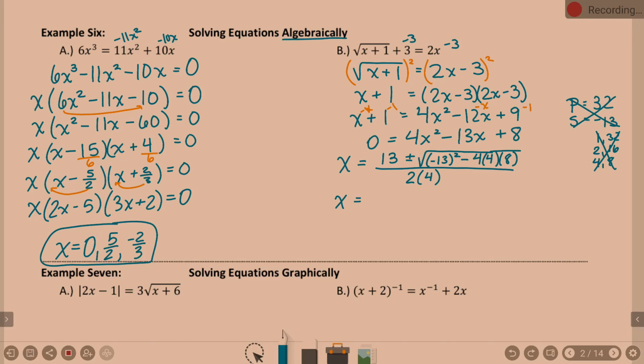So, okay, 13 plus or minus the square root of, 13 squared is going to be 169 minus 4 times 4 times 8. 4 times 8 is 32. 32 times 4.